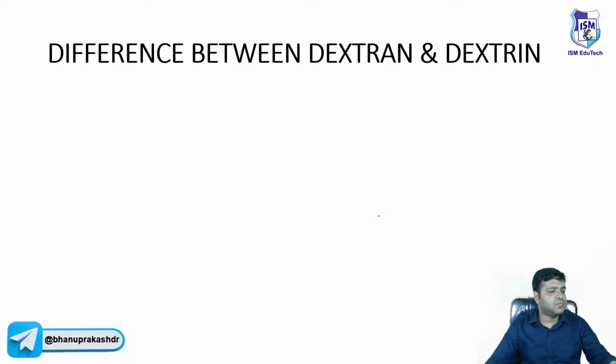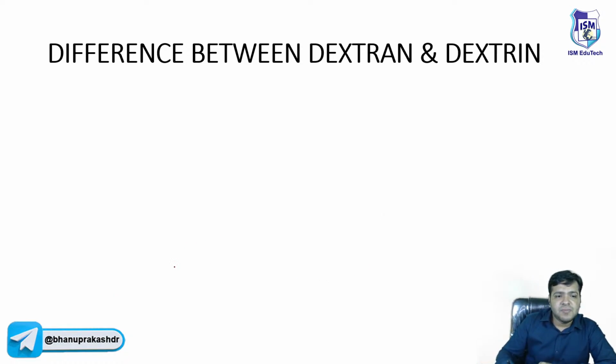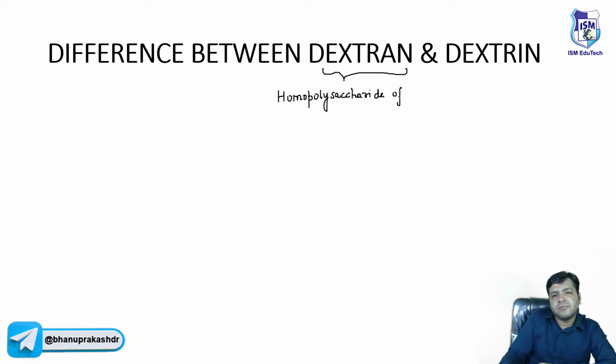Now coming on to the difference between dextran and dextrin. Remember beta, dextran is a homopolysaccharide of glucose.